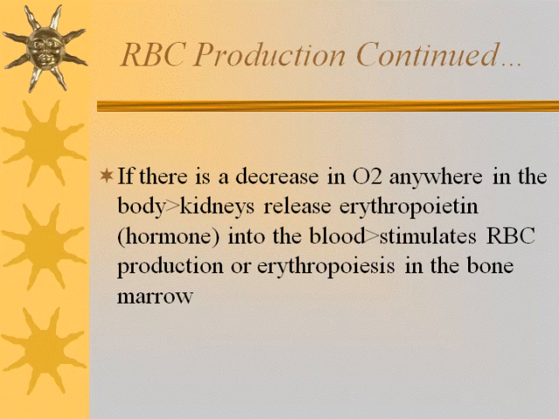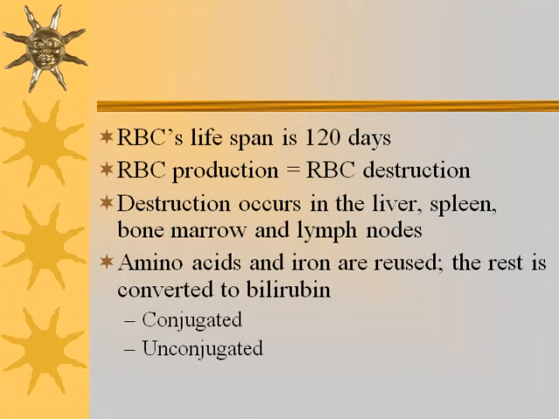Now, if I ask you on the test, where does erythropoietin come from? It comes from the kidney. Erythropoiesis takes place in the bone marrow. I can guarantee that those 2 questions will be on the test because people always mess up and think that red blood cells are produced in the kidneys or get these 2 confused. So I want you to know that slide very well, please, and that the whole process starts because there's a decrease in oxygen in the body.